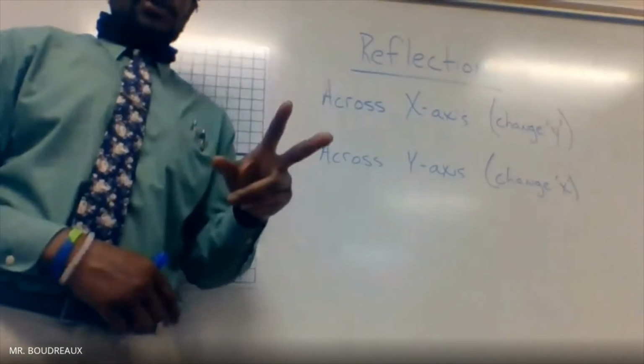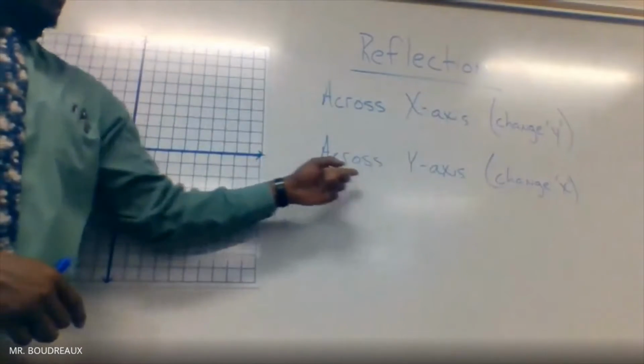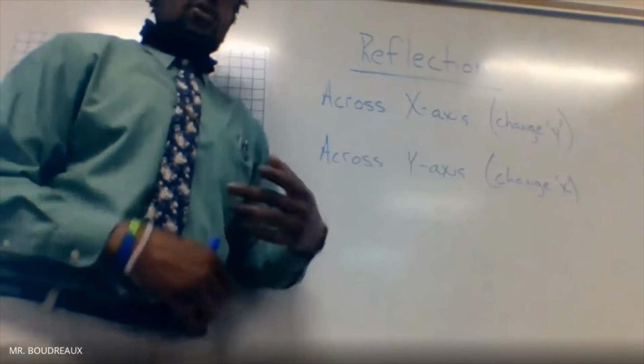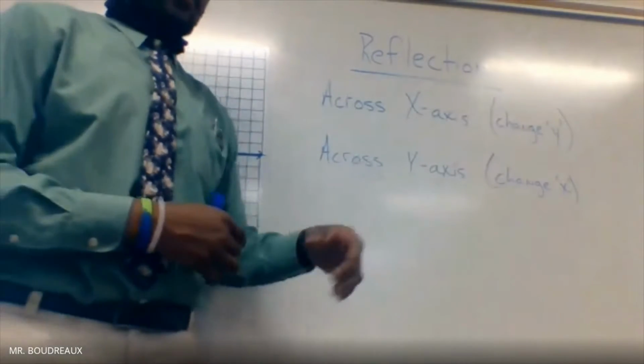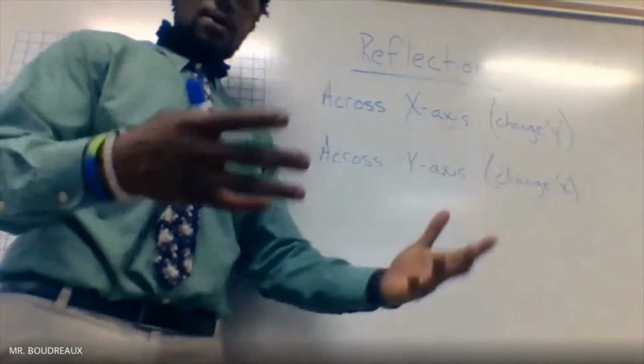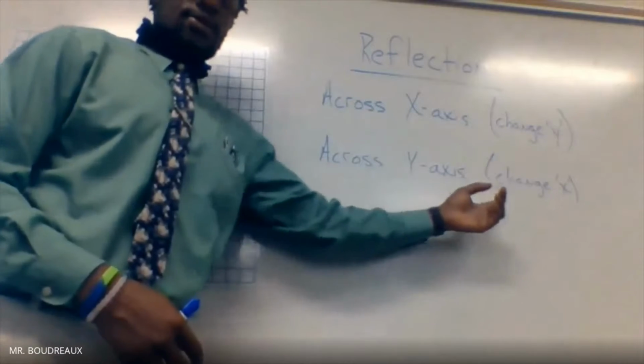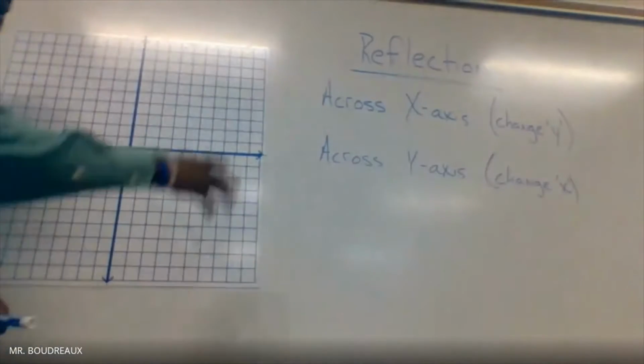All right, there's two kinds of reflections you can have. You can have a reflection across the x-axis or a reflection across the y-axis. When you reflect, it's going to be the opposite. If you reflect across the x, that means your y is going to change. If you reflect across the y, then that means your x is going to change. All right, so those are the rules you need to learn.